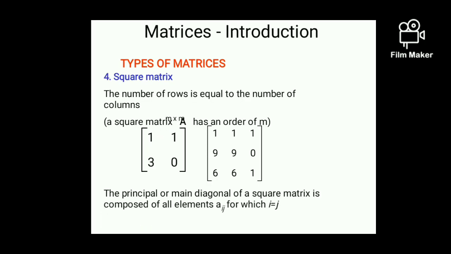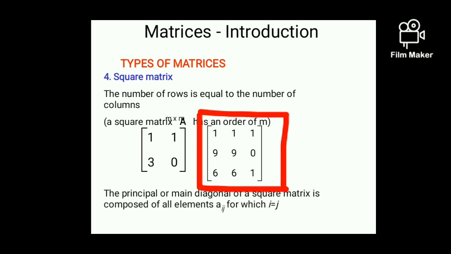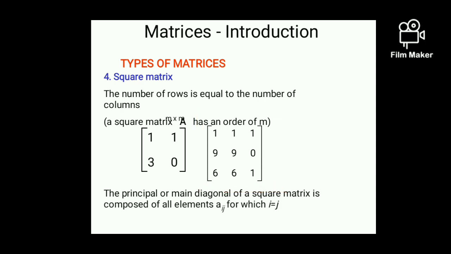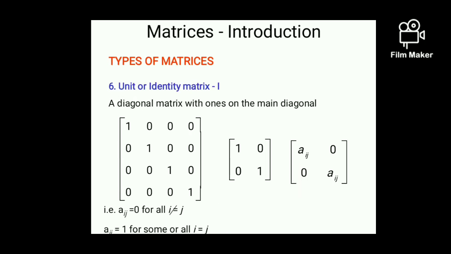Okay, another type of matrix is called the square matrix. A square matrix is that form of matrix where the number of rows and columns are the same. Given here in the example, as we can see, we have two matrices where the number of rows and columns are both the same. So such matrices are called square matrices or a square matrix.